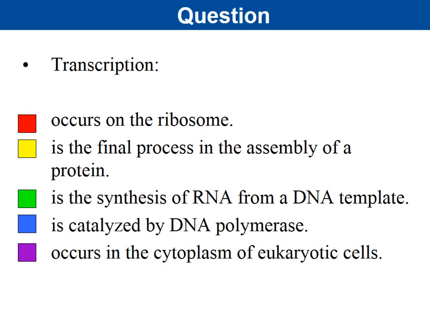RNA polymerase is going to be the one responsible for transcription. RNA polymerase is going to make RNA. And then it's not purple, occurs in the cytoplasm of eukaryotic cells. Now, if I hadn't said eukaryotic cells, transcription could occur in the cytoplasm, right? In prokaryotic cells, transcription occurs in the cytoplasm. But in eukaryotic cells, transcription occurs in the nucleus. And so that is why purple is incorrect.